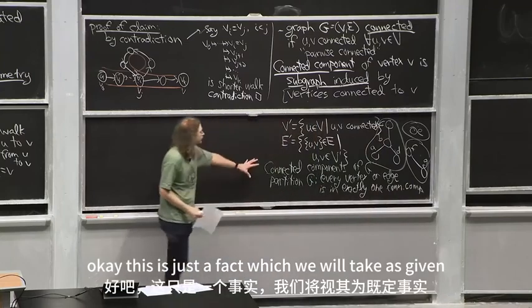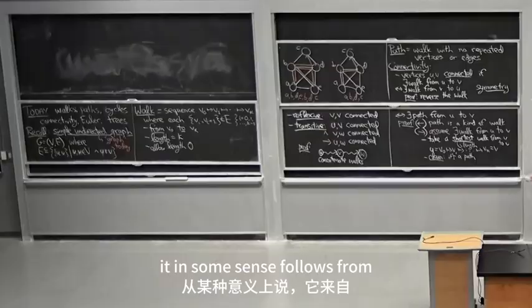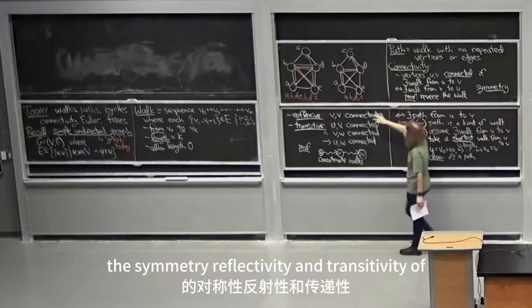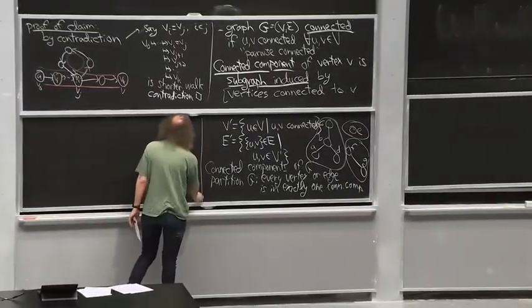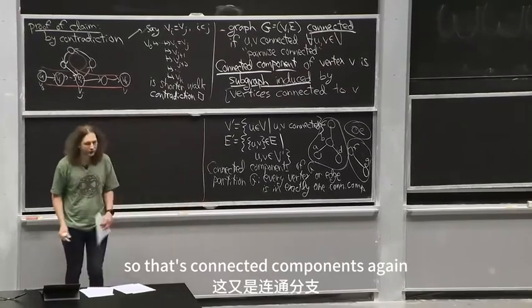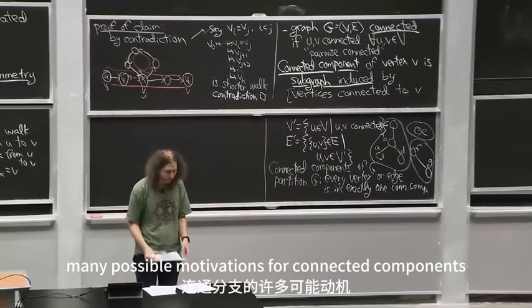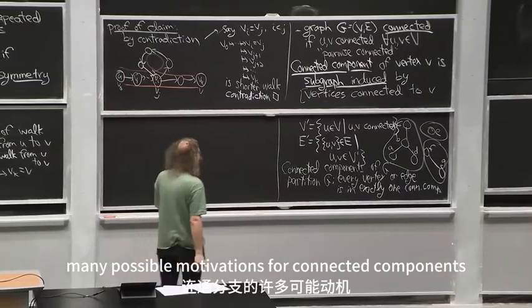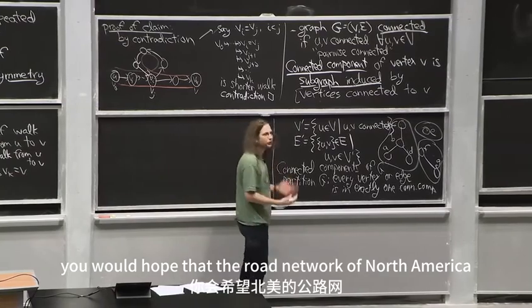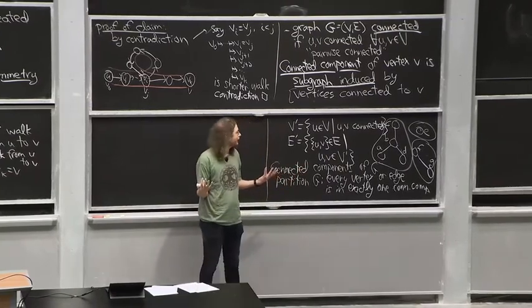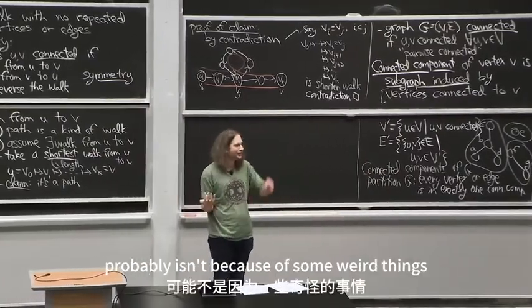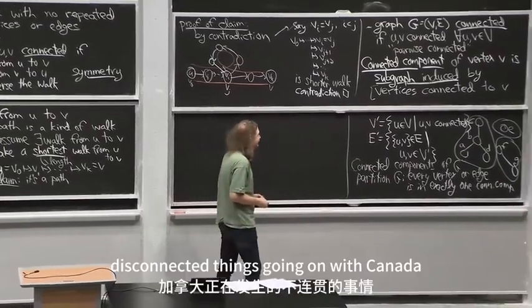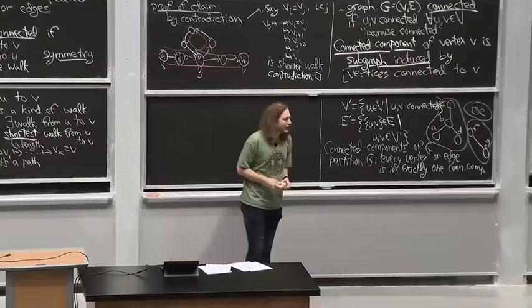Okay, this is just a fact, which we will take as given. It, in some sense, follows from the symmetry, reflexivity, and transitivity of the connectivity relation. Cool. So that's connected components. Again, many possible motivations for connected components. You would hope that the road network of the continental United States is connected. Probably isn't because of some weird, disconnected things going on with Canada.